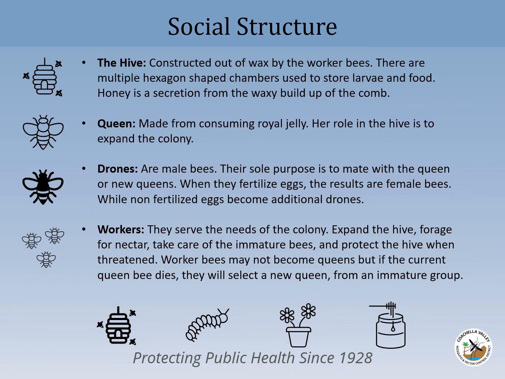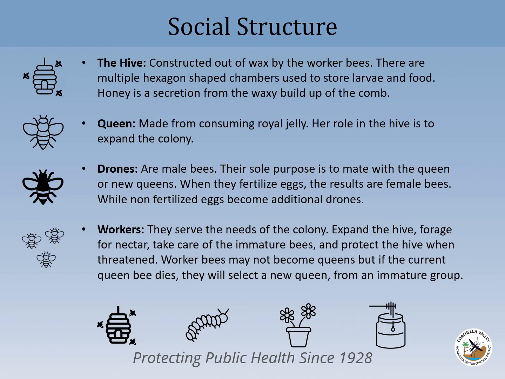Queens are usually made from consuming royal jelly at the immature stage, and their role is to expand the colony. Drones are male bees, and their sole purpose is to mate with the queen or new queens. When they fertilize eggs, those eggs become additional worker female bees, while non-fertilized eggs become drones.